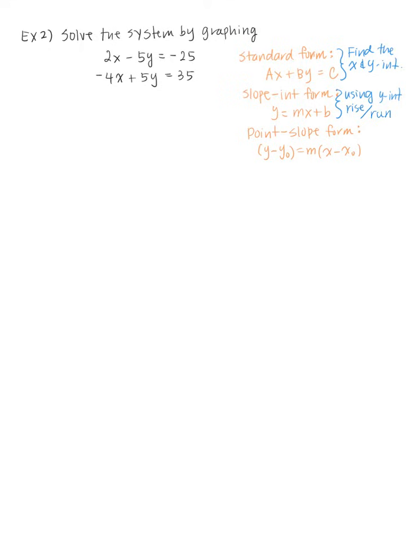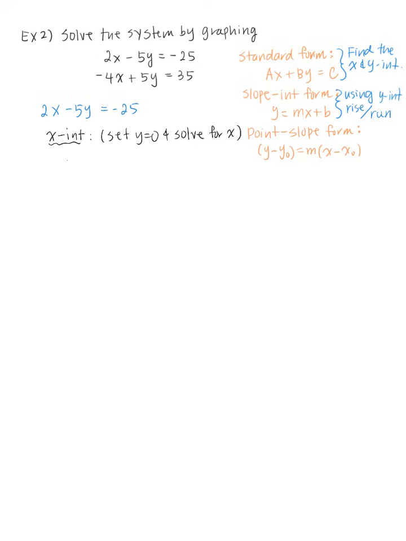So both equations are in standard form. In order for us to graph this, I would find the x and the y intercept for both equations. So let's first take 2x minus 5y equals negative 25. And then we're going to find the x-intercept and then the y-intercept for this. So how do you find the x-intercept? You set y equals 0 and you solve for x.